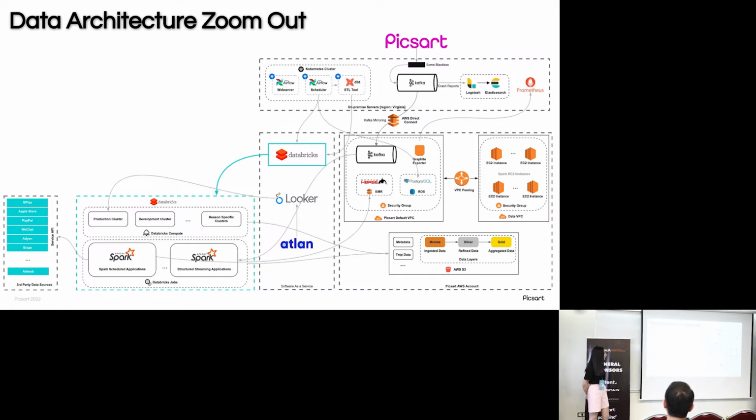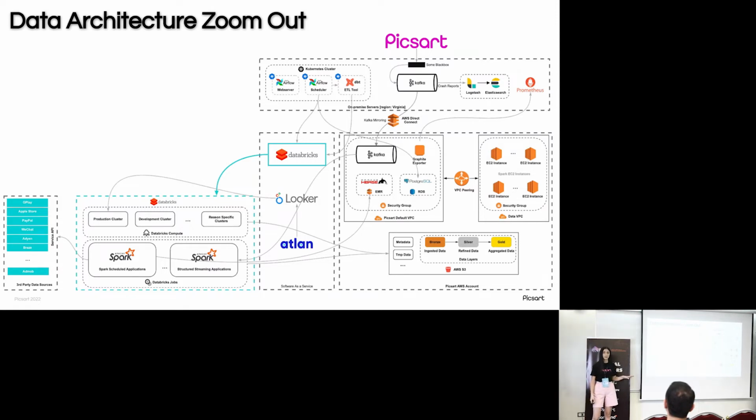Then on top of the silver layer, we have aggregated and ready-for-BI data, or business-oriented data, in the gold layer. On top of this gold layer, we create our dashboards, and as our BI tool, we use Looker. Also, besides Looker, we have Upland, which is our data catalog. We store the information about our tables, their owners, who created that model, and so on in Upland.